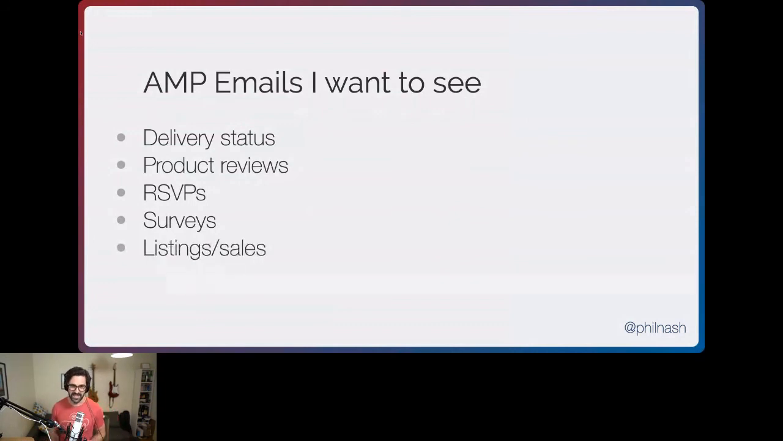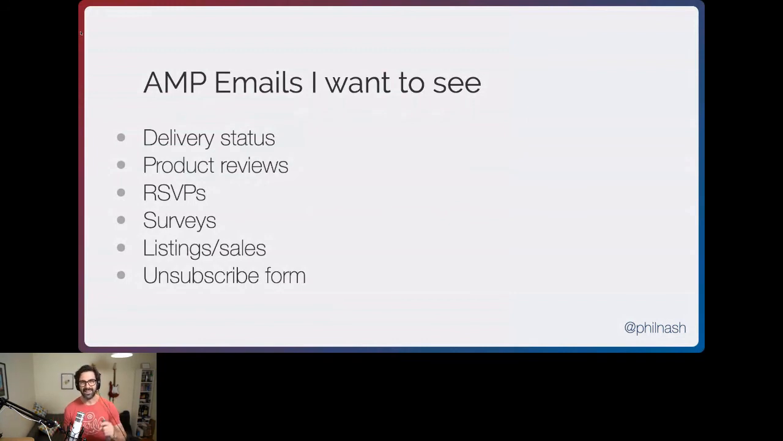Listings and sales. This is just to keep things up to date. If something is on sale, but then goes out of stock, your email doesn't have to show the user out of stock things. It can show more in stock things, much nicer. Then finally, I really like the idea of the unsubscribe form, being able to unsubscribe happily from within an email, because I believe that even if a user is unsubscribing, they should get a good experience with that. And if you built your unsubscribe form into an AMP email, users would love it.